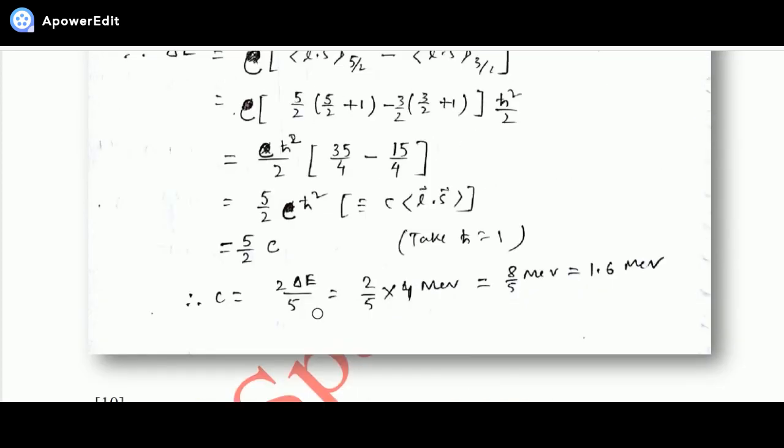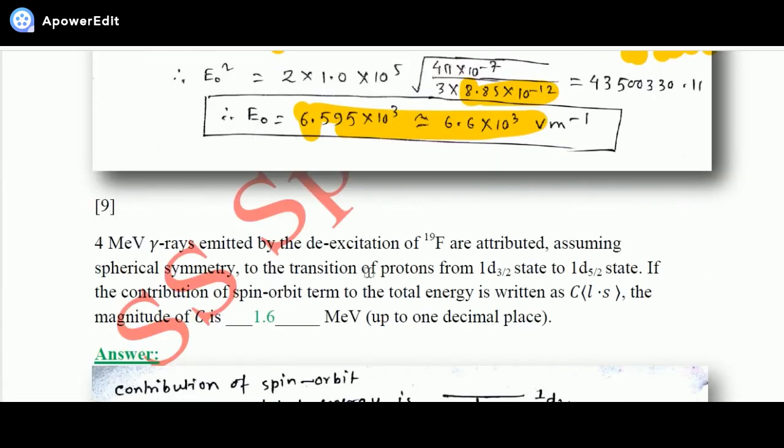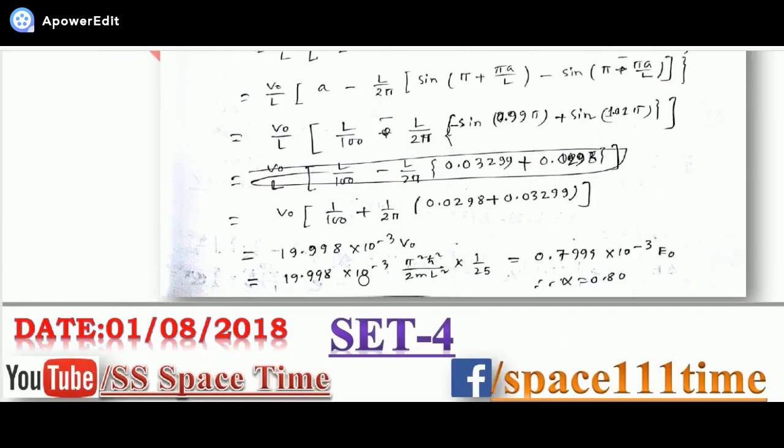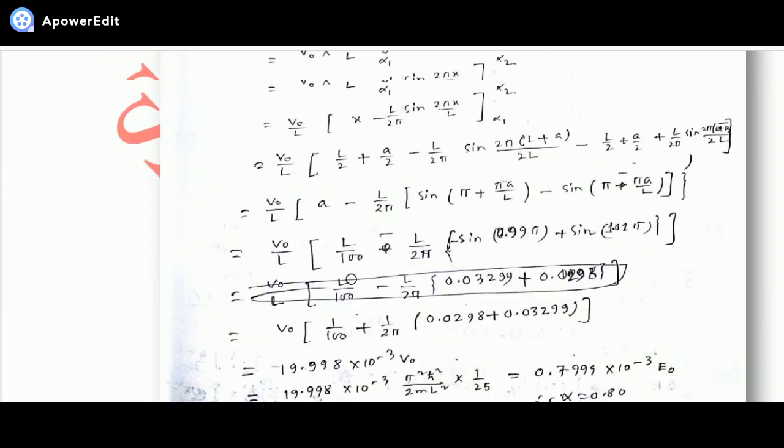So this was all about question set 4. I have described the solutions of all the questions.